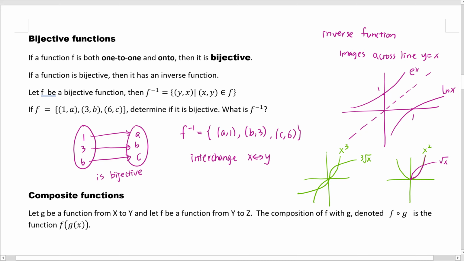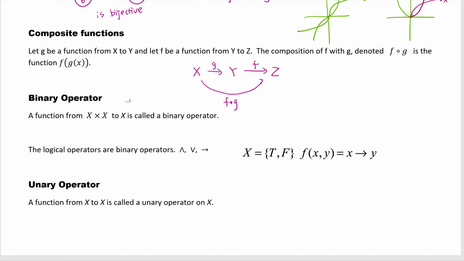Composite function. Let g be a function from x to y, and let f be a function from y to z. Then the composite function f composite with g is the function f of g of x. This reminds you of what you learned in the previous algebra class.